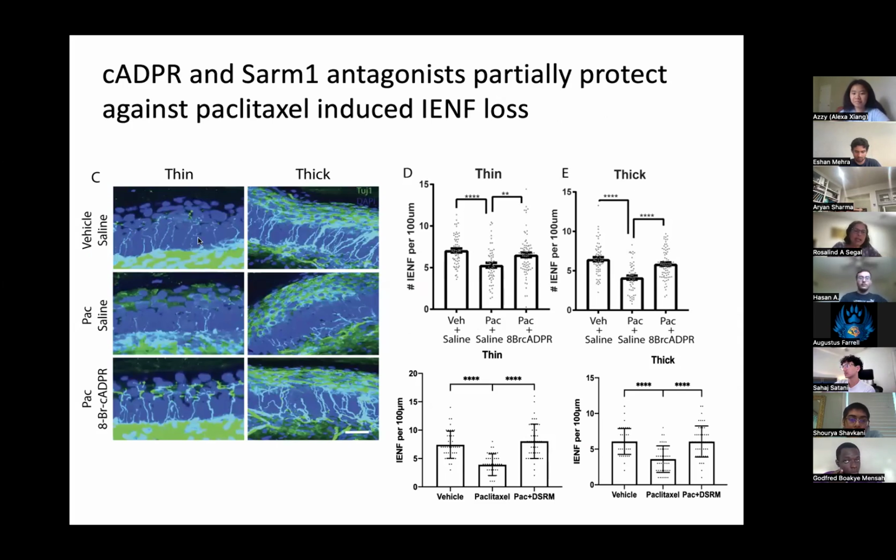And again, here's the skin innervation visualized by staining the nerve endings. You can see it in different parts of the skin. You can see that after paclitaxel, we lose a lot of the axon endings. The animals that were treated with cADPR antagonist have much less loss of skin innervation, which is shown here. Similarly, the SARM1 inhibitors really largely prevent this loss. So they are doing what they did in vitro, which is great in terms of thinking of these as potential therapies. But again, what about the tumor?